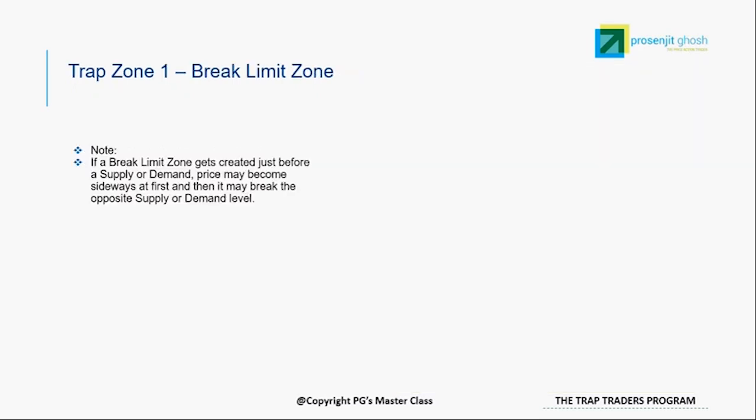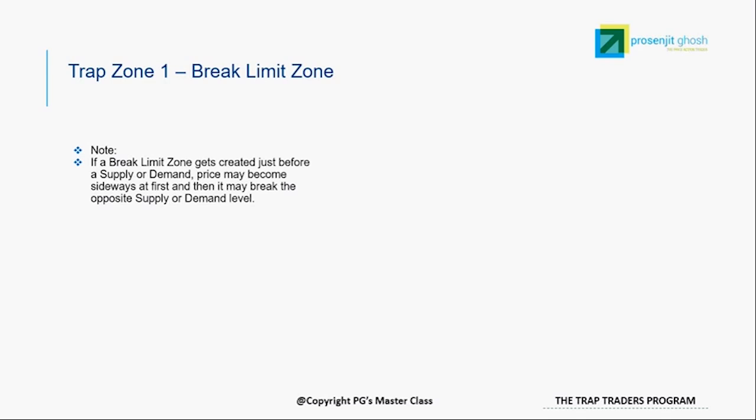Now note, if a break limit zone gets created just before a supply or demand, a trap zone, an important trap zone, key level. Okay, I must change this. I must write key level. Price may become sideways at first, and then it may break the opposite key level.